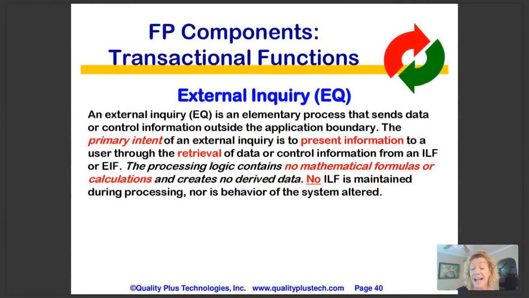External queries have exactly the same primary intent as an EO, which is to send data outside the boundaries, so across the application boundary outside, and it contains no math, no calculations, no derived data.